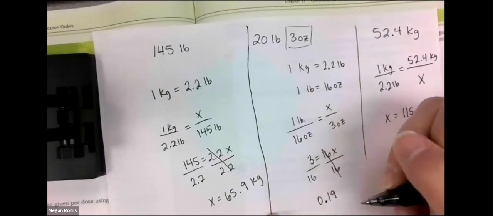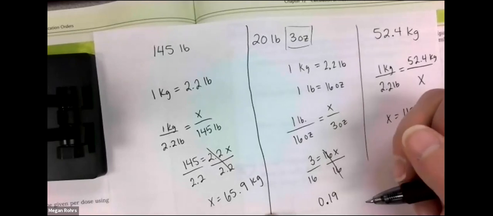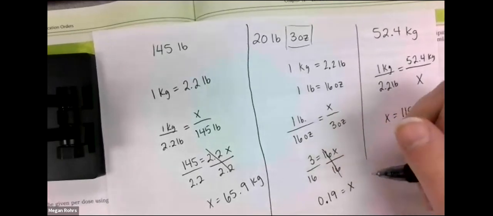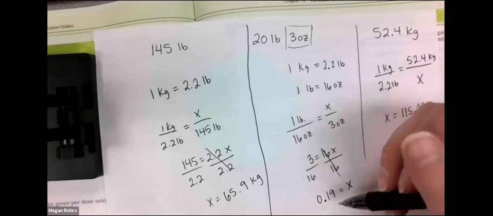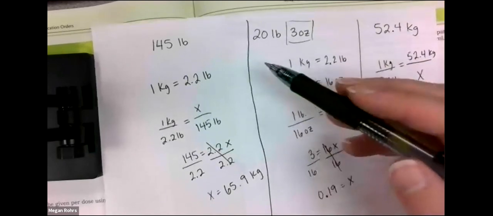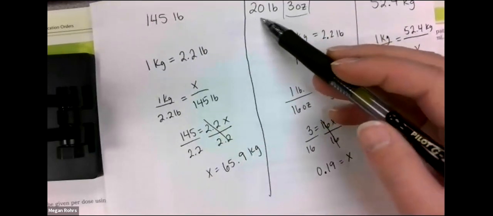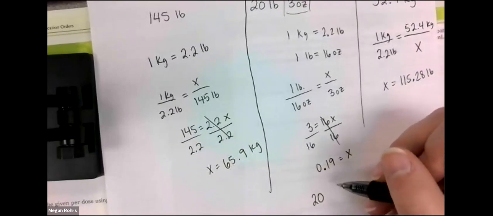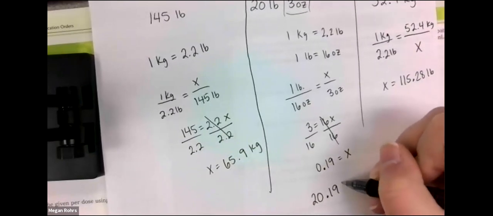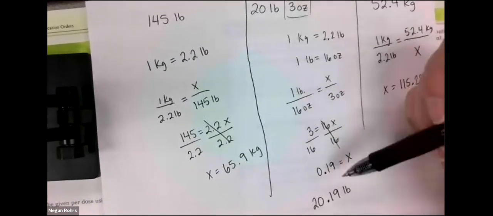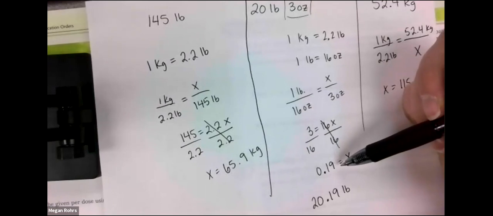I'm just going to round that. It's really 0.1875, but this will do here. So 3 ounces is 0.19 pounds. So what I just solved is I still have this 20 whole pounds, and then I have 0.19 pounds as well. So all I did was convert this ounces into pounds here.